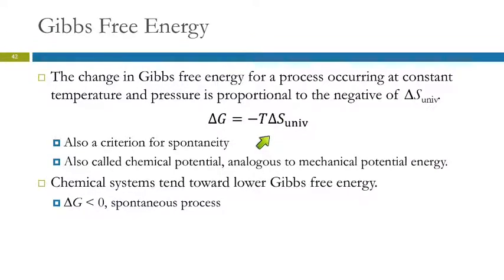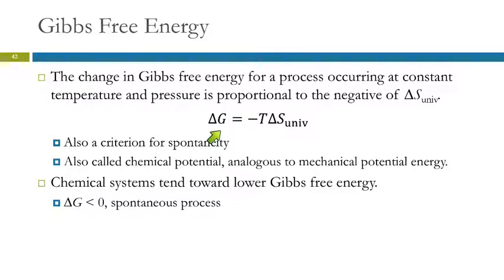Well, we said that in order for a process to be spontaneous, the change in entropy for the universe has to be positive, right? The entropy has to go up. It can't go down for the whole universe. So we have a negative sign in here. If the change in entropy for the universe is positive, then the change in the Gibbs free energy is negative. Because Gibbs free energy is proportional to the entropy change for the universe, we can also use delta G to measure spontaneity. Okay with that?